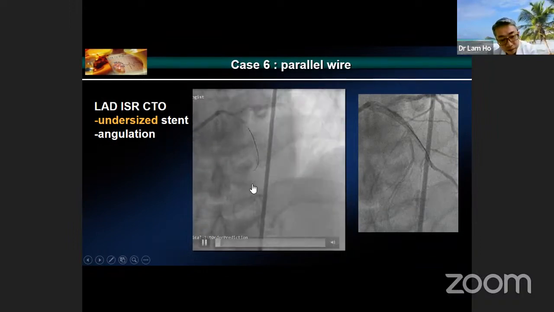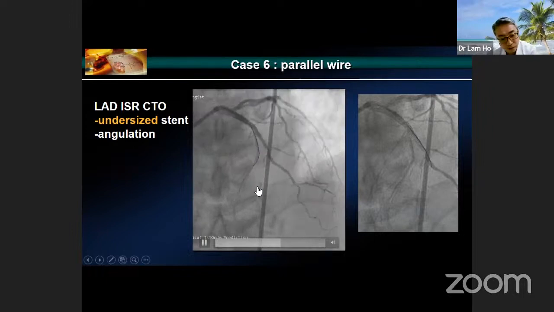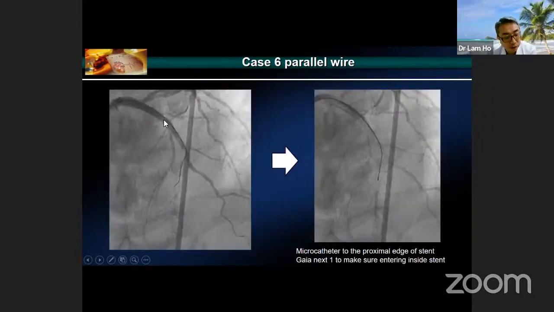And for those undersized ISR, it's very challenging because you can't go outside the stent strut. You have to go through. So I can't use Gaia, strong wire, everything. I need to shape the Fielder XTA so that I can enter. But after shaping the primary curve and secondary curve, of course, I cannot go to the true lumen. I go there and then with some support, I can push the microcatheter to the edge of the stent.